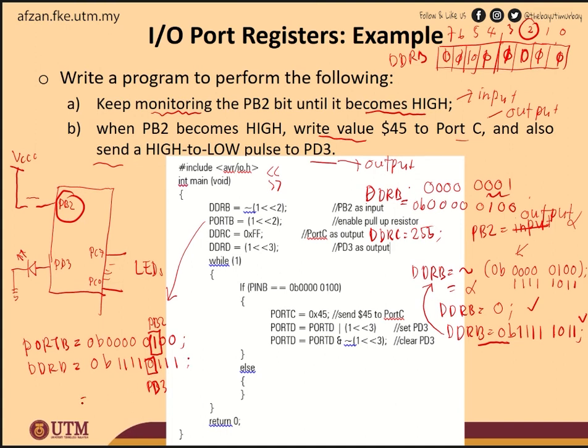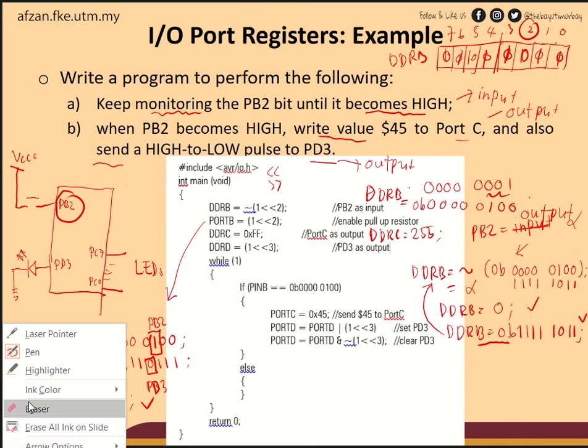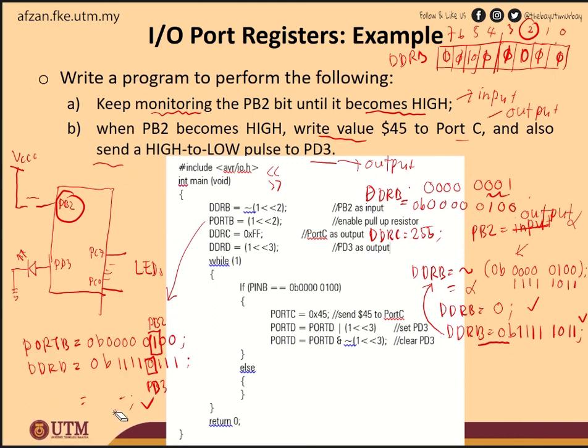Or you can also make, because the pins in port D are used as output, why not we just make all of port D an output as well? So you just write down 0xFF, also accepted. Next, okay, I need to erase this thing here because it's getting messed up.